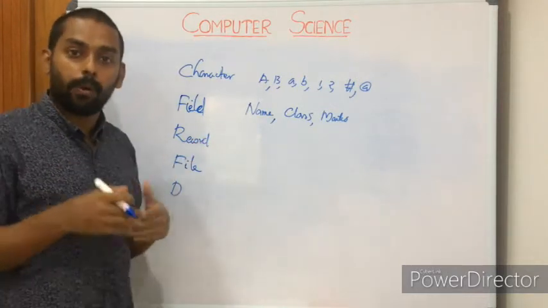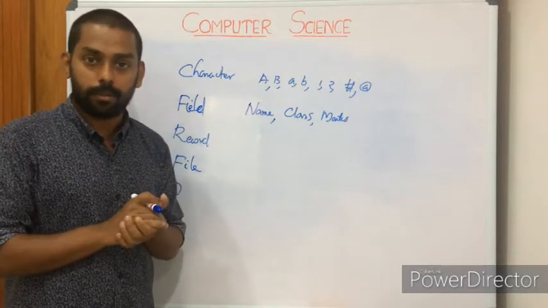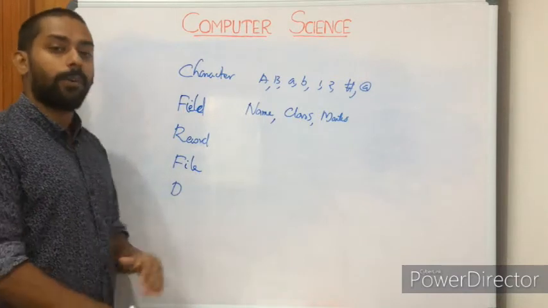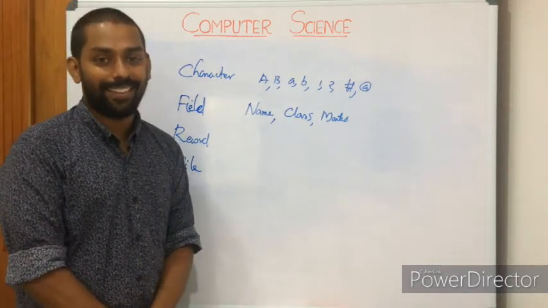If it is a file of progress reports, of course, there will be only progress reports. Nothing else. That is what a file is. The final component is D. What is a D?